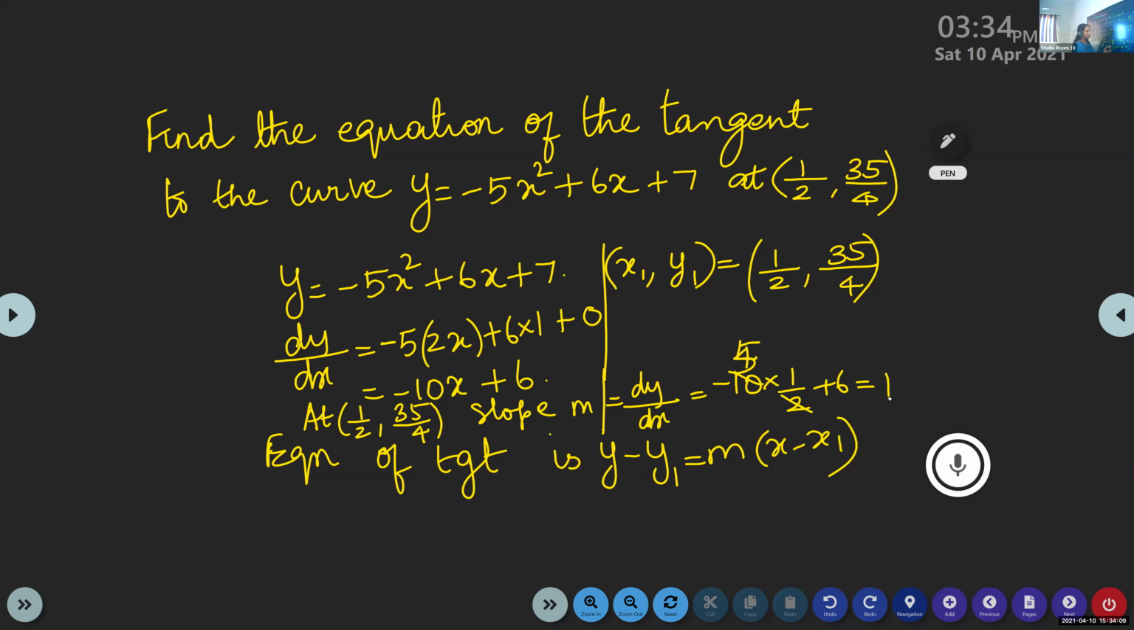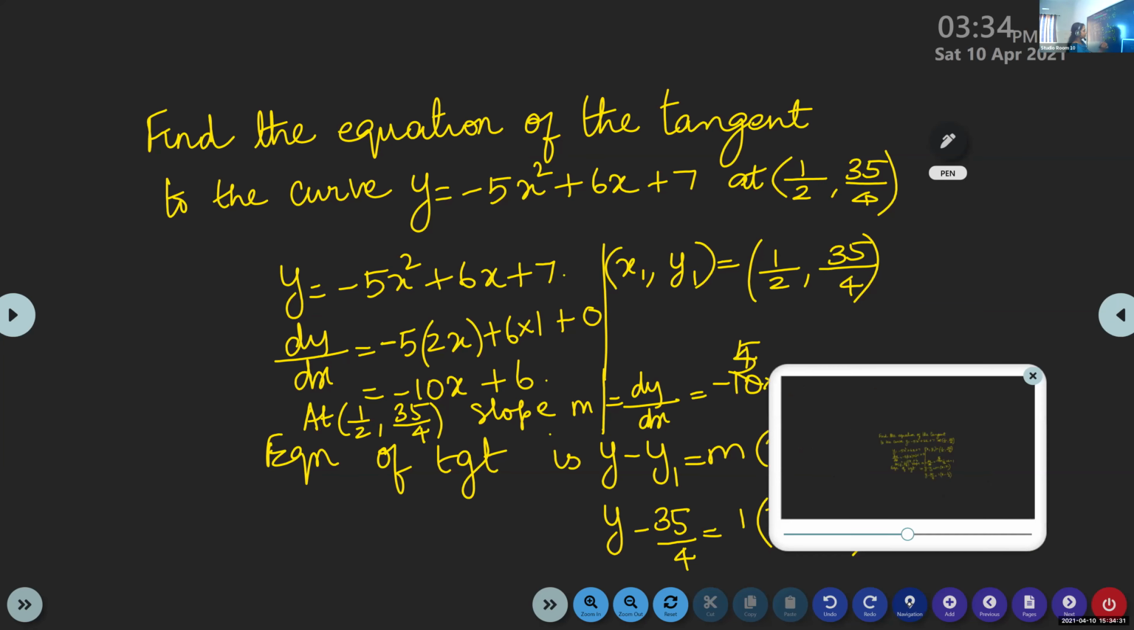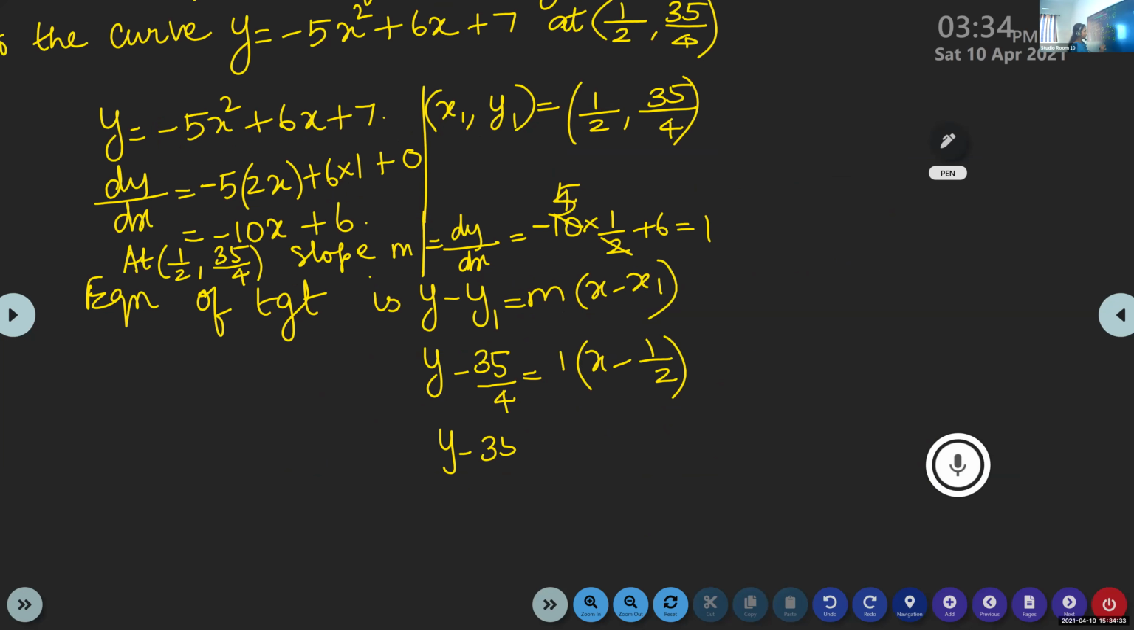Now we know m, x1 and y1, everything is given. Substitute it: y minus 35 by 4 is equal to 1 into x minus 1 by 2. We should simplify and write it in the general form of a line. Now take all the terms to one side: x minus y plus 35 by 4 minus 1 by 2 is 0.